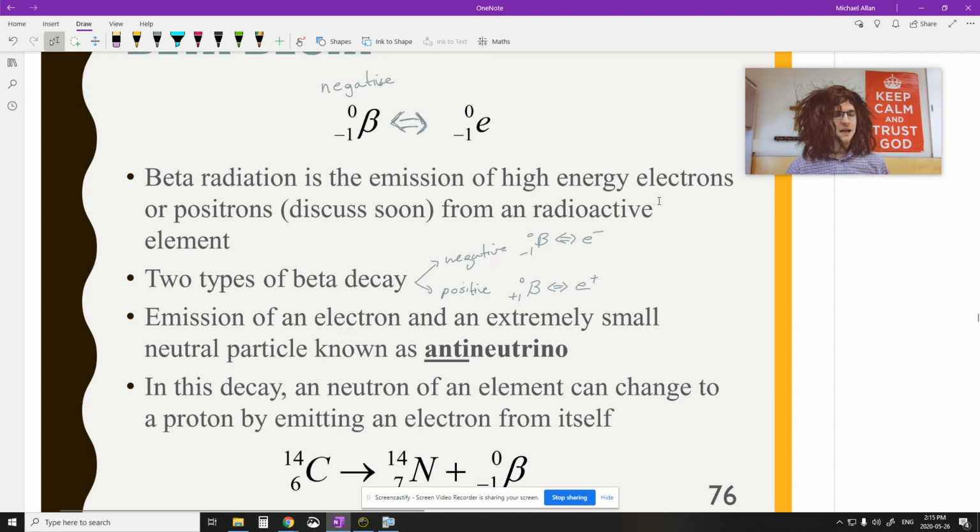it's positive 1.6 times 10 to the negative 19. Now, if matter and antimatter collide, they undergo what we call annihilation. They just disappear, become pure energy. We'll talk about that the very last week of this chapter.